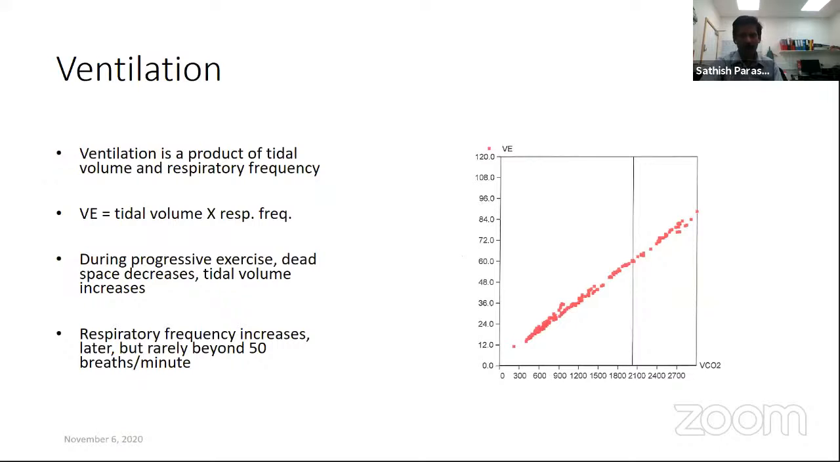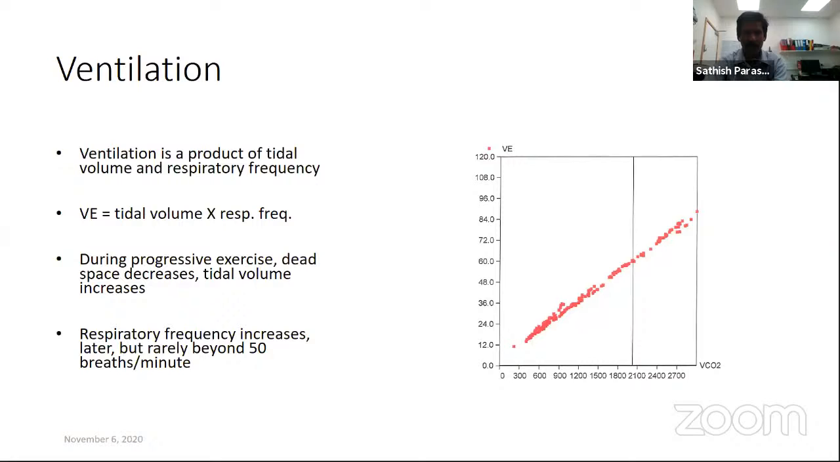So ventilation is something that we don't normally relate to, but again, measuring ventilation in cardiopulmonary exercise testing is not difficult. As cardiac output is a product of heart rate and stroke volume, ventilation is a product of respiratory rate and tidal volume. An average person who probably breathes about 12 breaths per minute with a tidal volume about 500 mils, ventilation is about 6 liters per minute.